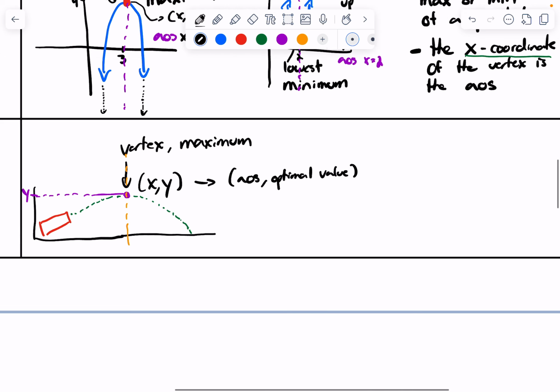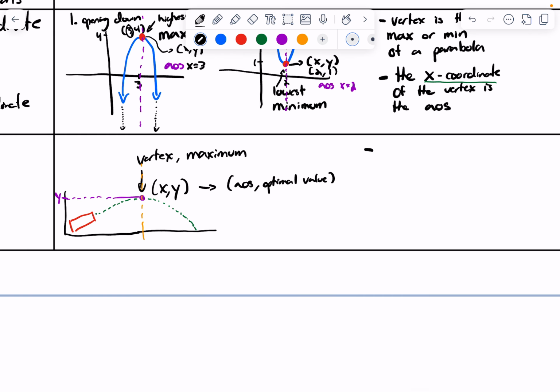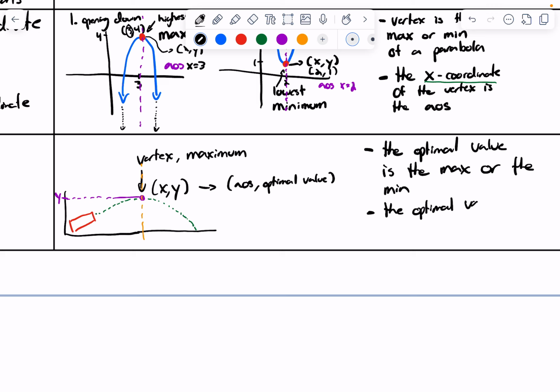All right. So the notes here are that the optimal value is the max or the min. The optimal value is the y coordinate of the vertex. Okay?